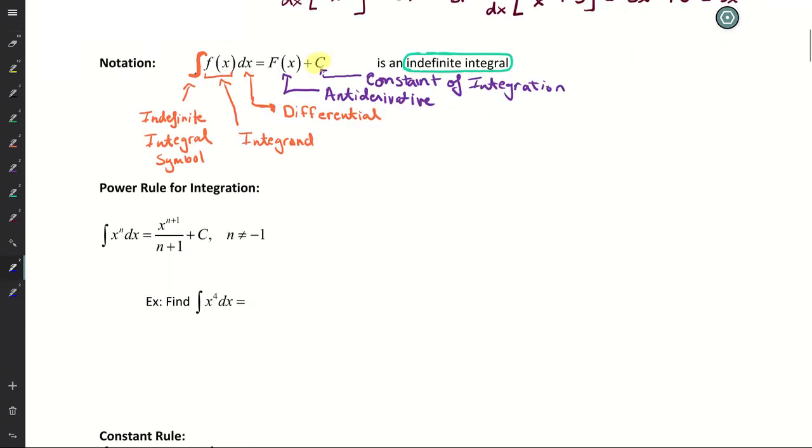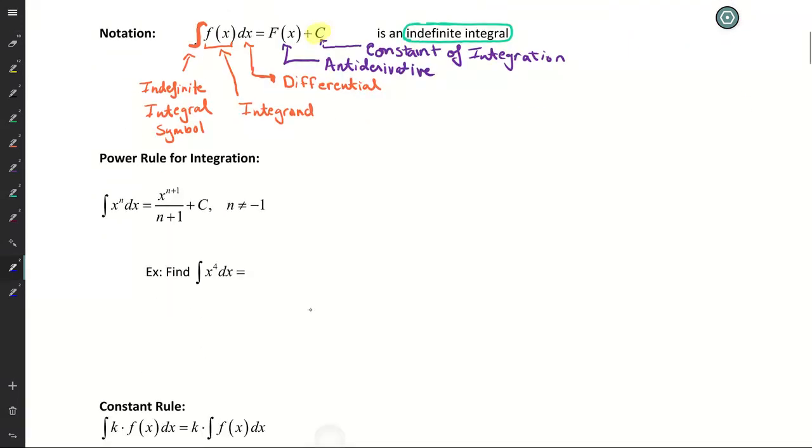So on here, we've got rules for integration. The first is the power rule for integration, and this is where I was saying earlier, make sure you memorize each of these rules. The power rule for integration says if you're trying to integrate x to the n power, then you're going to increase the power by 1, divide by n plus 1, the power plus 1, and then you're going to add c.